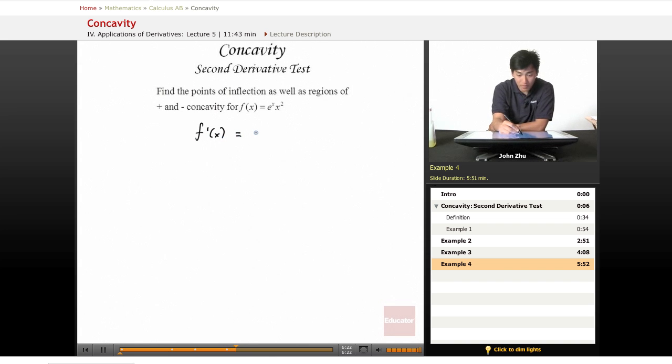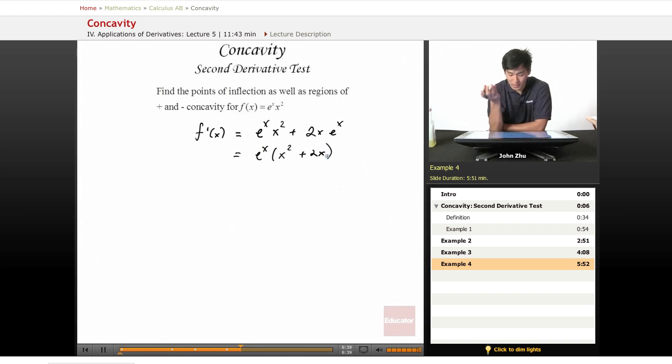Product rule: derivative of the first term, e to the x, times the second term, plus derivative of the second term, 2x, times the first term. And this reduces down to e to the x times x squared plus 2x.